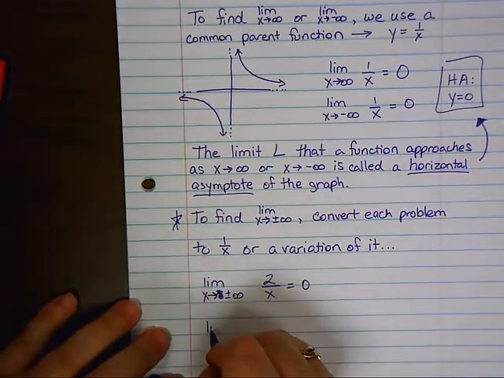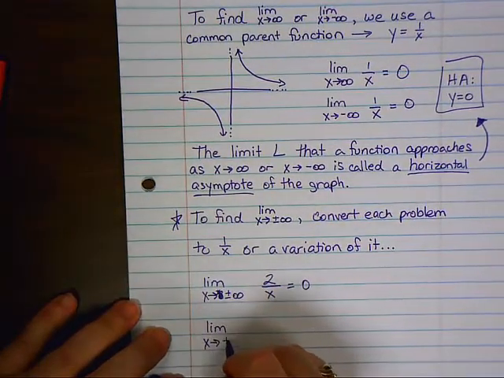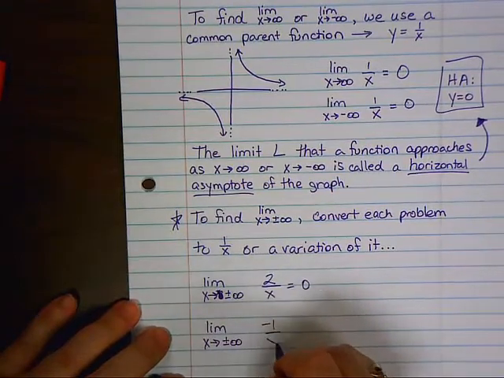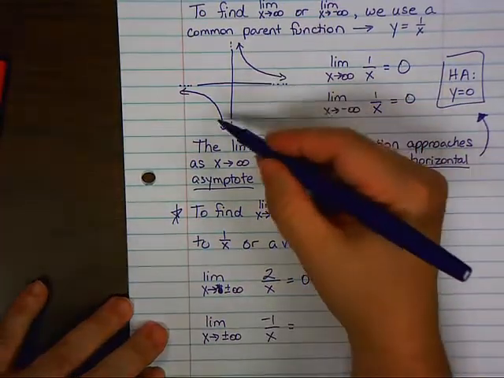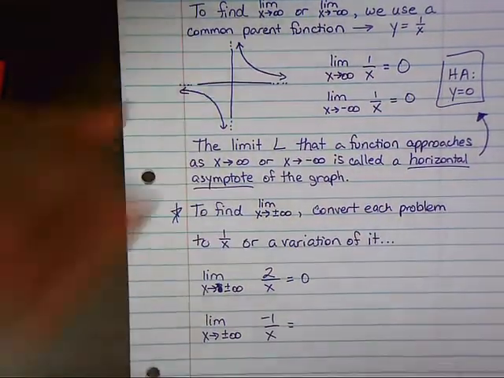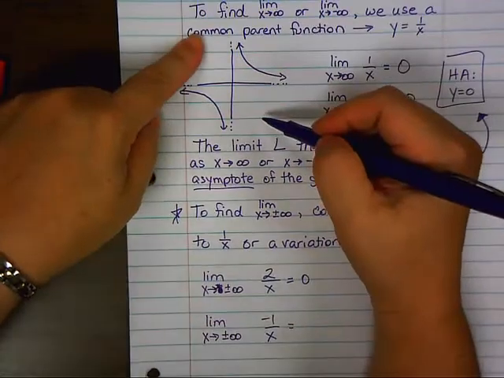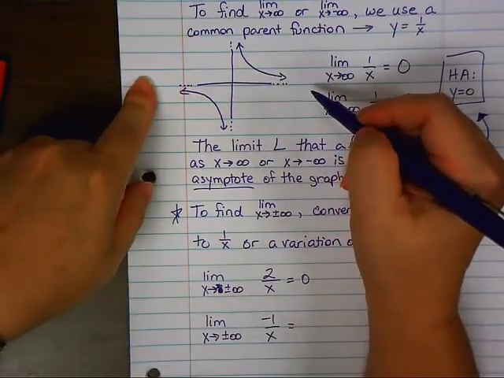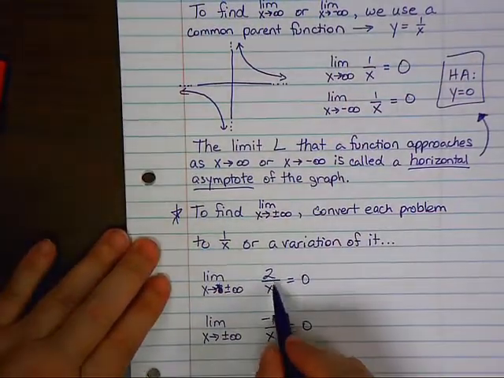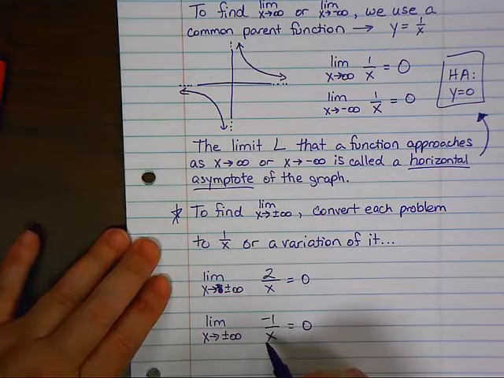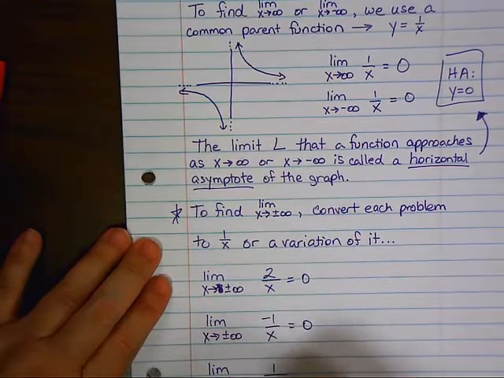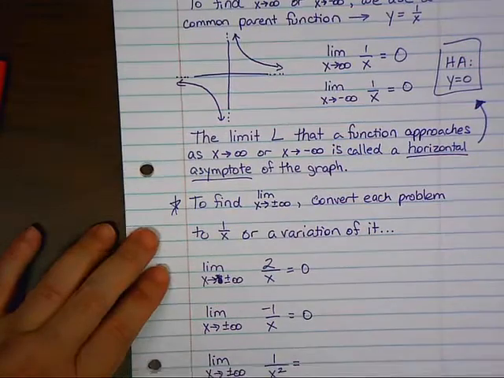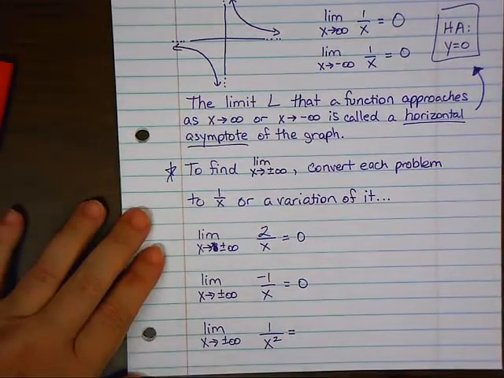What if you had the limit as x approaches plus or minus infinity of negative 1 over x? What if we made it negative? What does negative do to that graph right there? It flips it over. So if this thing was flipped over, would the ends still be going to 0? Yes. Okay, so if the top's a positive number or a negative number, it's still going to 0. Final scenario, what if the bottom had a different exponent? What if it was squared? What if the bottom was squared?